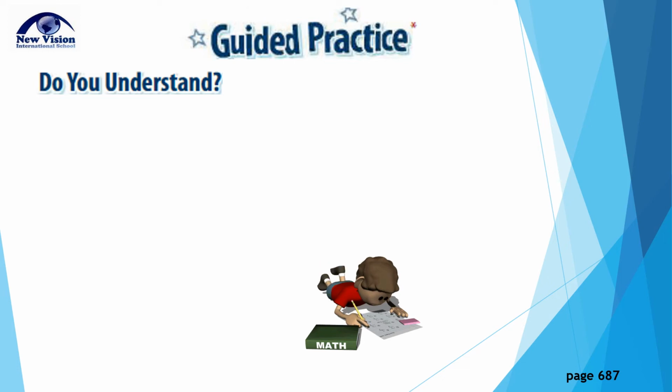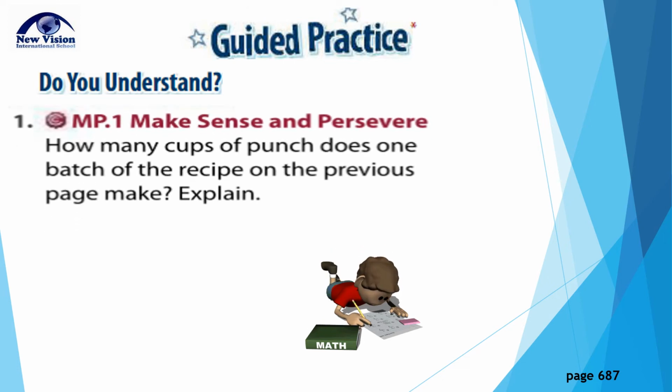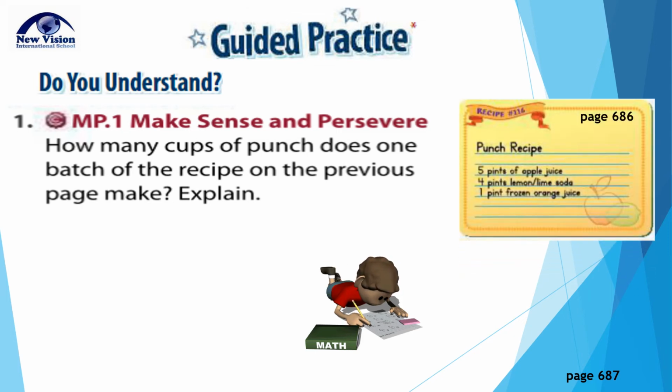Guided practice. Do you understand? Number 1. How many cups of punch does one batch of the recipe on the previous page make? Explain. On the previous page, 686, we can see the punch recipe. Let's add 5 pints of apple juice plus 4 pints lemon or lime soda plus 1 pint frozen orange juice. It will be 10 pints.